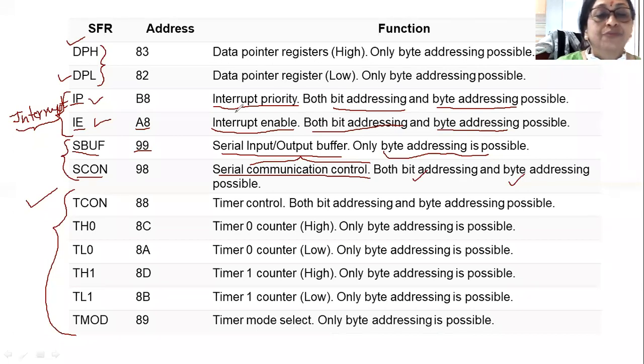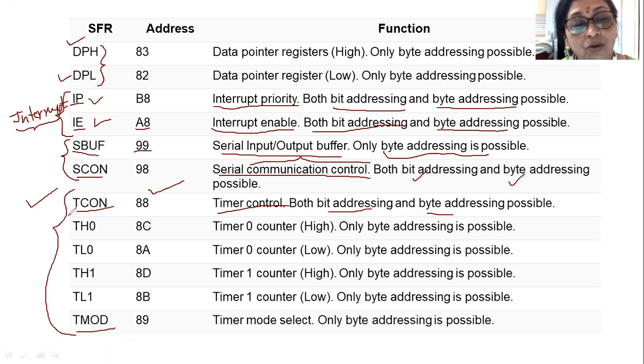Now first let us see what this TCON register is and what this TMOD register is. TCON means timer control register, which has address 88 hexadecimal. It is both bit addressable as well as byte addressable, and it is used to control the timer function. Details of this also we are going to study in the timer chapter. At this point you have to remember that the TCON register is a timer control register. It is 8-bit wide and it is bit addressable as well as byte addressable.